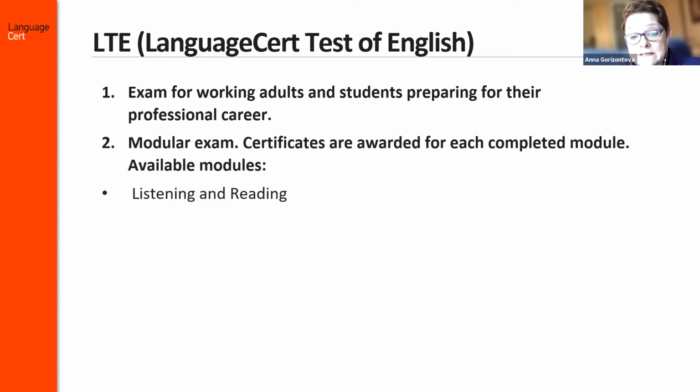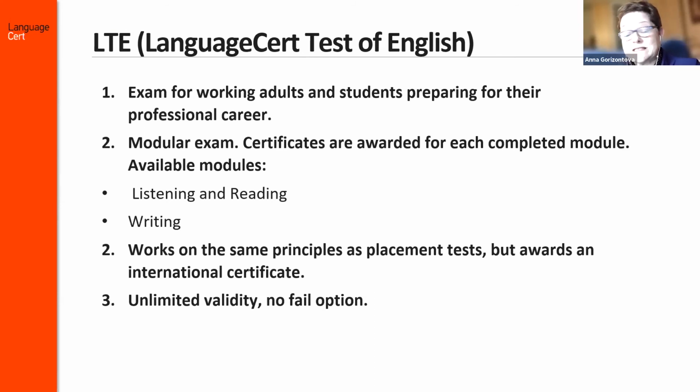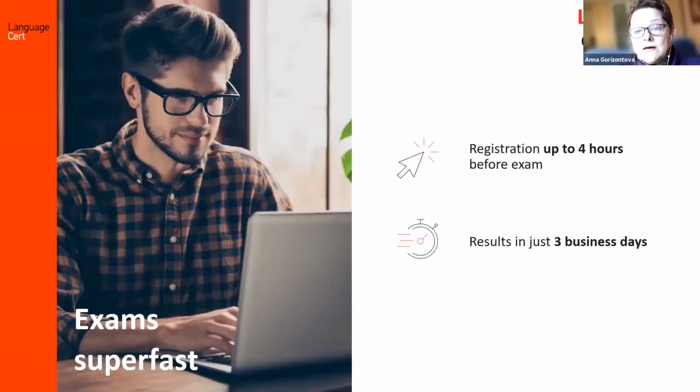Modules which are available online are listening and reading at the moment and writing, but if you take this exam in an exam center, then speaking is available as well. It works, as I said, on the same principles as placement tests, but leads to a certificate. No expiry date for the certificate, and no fail option, because if it is a placement test, you will demonstrate some level, maybe not what you expected, what you hoped for. Maybe you thought you were C1-ish and you get, say, a B1 certificate, but still this is a good document to have. So how does this happen? Well, you can register for this exam up to 4 hours before the time you wish to start your exam. And you get your results immediately after you finish the test.